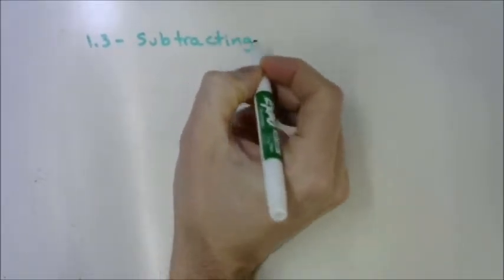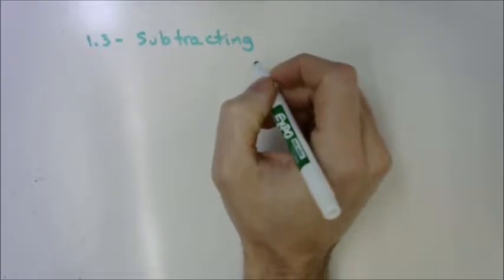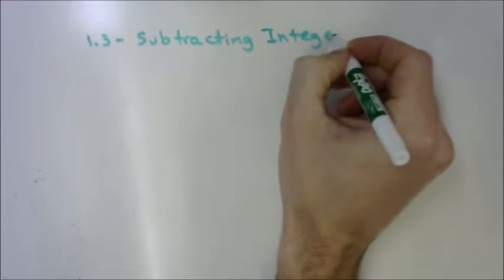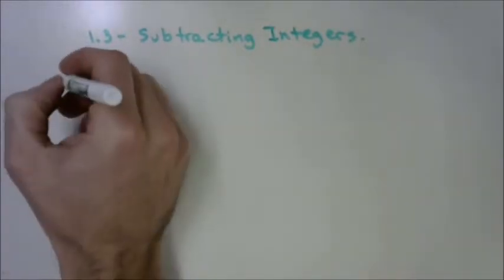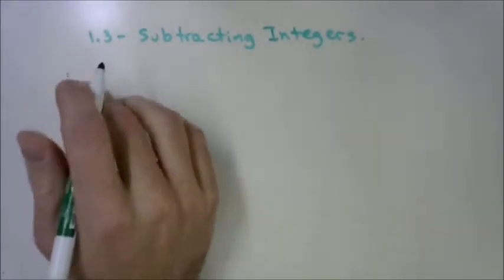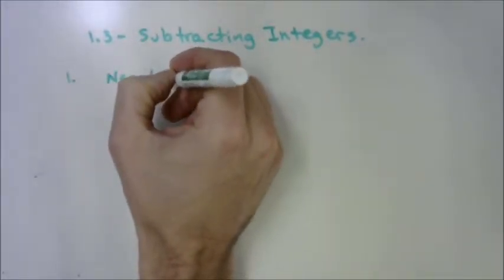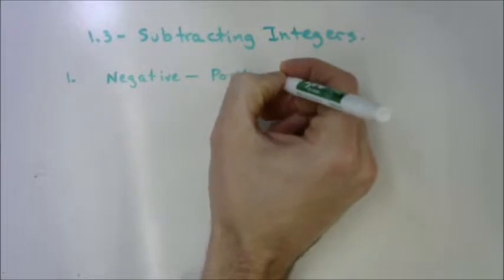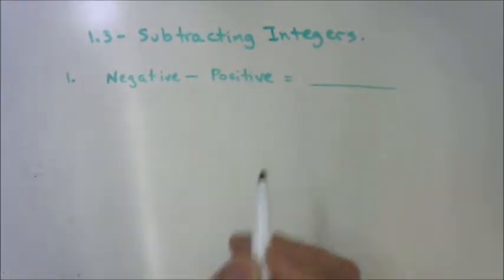So integers, again, are whole numbers involving negatives and positives and 0. And we're going to use our number line again to give us a good idea of which direction we need to be going to make sense of all of it. And in our first section, we're talking about a negative minus a positive. Now, what is going to be the result if we have a negative number and then we're going to subtract a positive number?